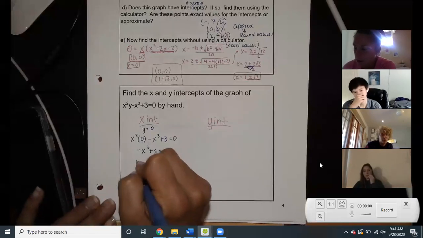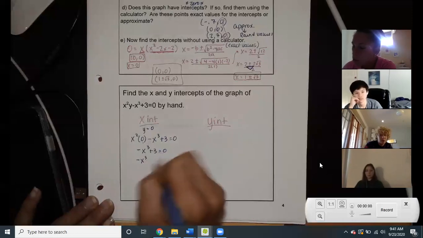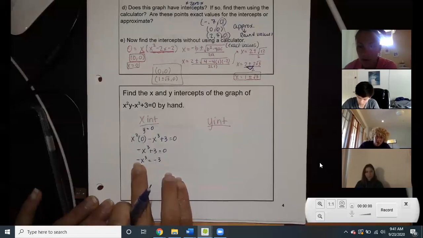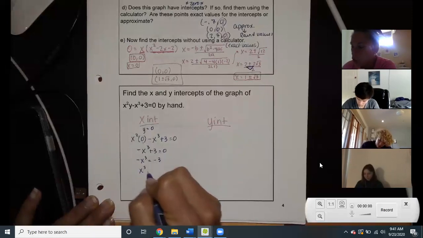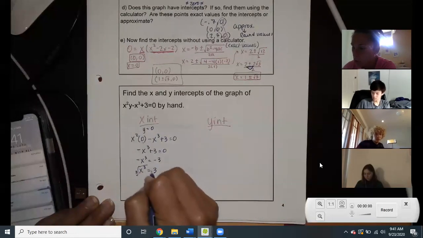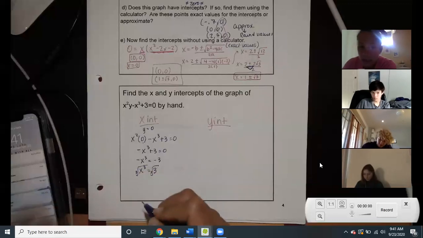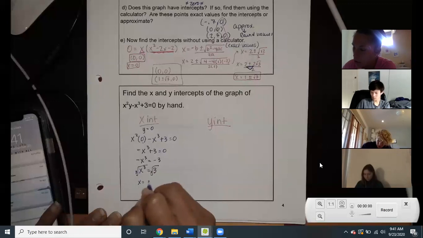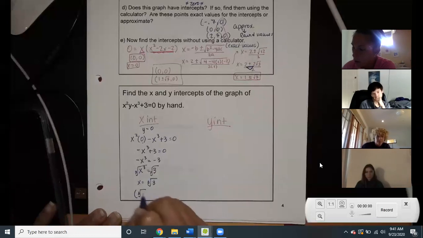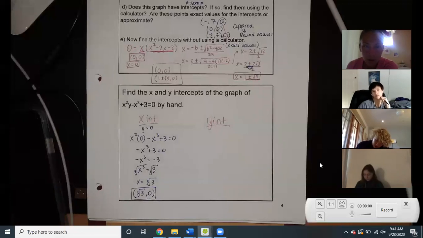You would subtract 3 and then take the cube root. Perfect. So I'm going to subtract 3. Before I take the cube root, I'm actually going to divide by this negative to get rid of that negative out front. So that's going to give me x cubed equals 3. And then exactly what Noah said, yes, I'm going to take the cube root of both sides. So if I want exact values, I want you to leave your answer exactly like this. The cube root of 3 comma 0 is what I'm looking for there. Wait, is that a y-intercept or an x-intercept? That's an x-intercept.